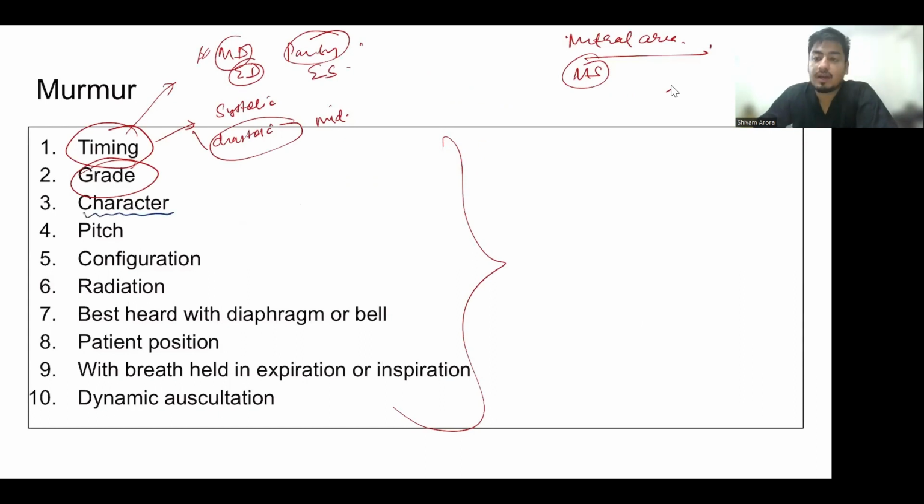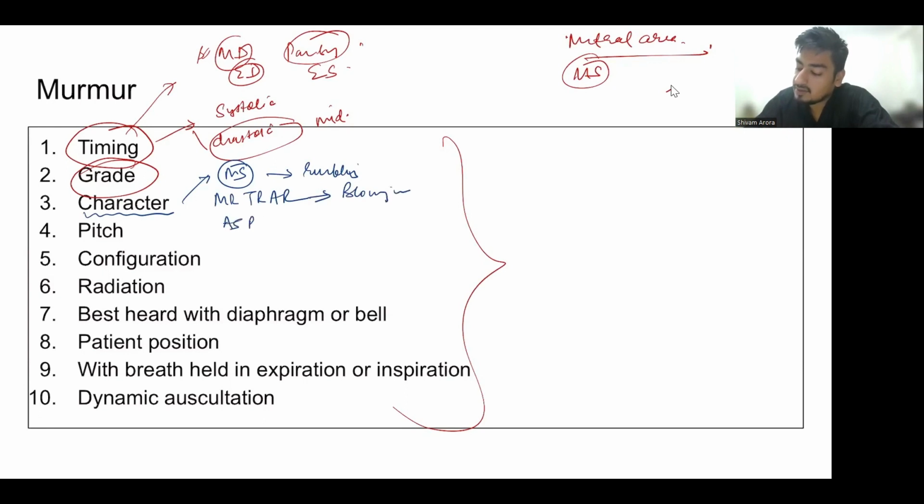Then we'll go for character. Character means how the murmur is listened to and what is the character or the quality of the murmur. Okay, suppose case of MS, we have a rumbling character of the murmur. In case of MR, TR, AR, the character is blowing. Case of aortic stenosis, pulmonary stenosis, the character is harsh. Okay. Then we have to tell about the pitch of the murmur. So generally, all the murmurs are high pitch, except mid-diastolic murmur.